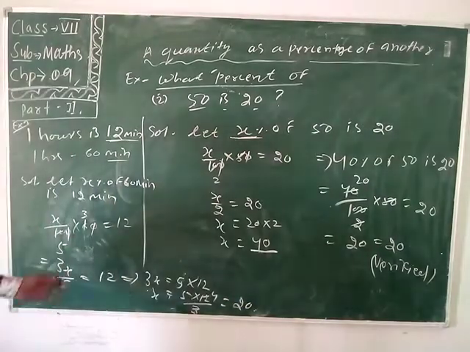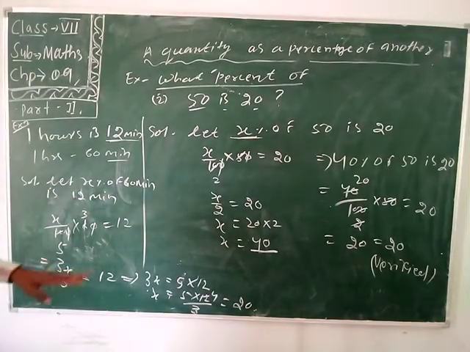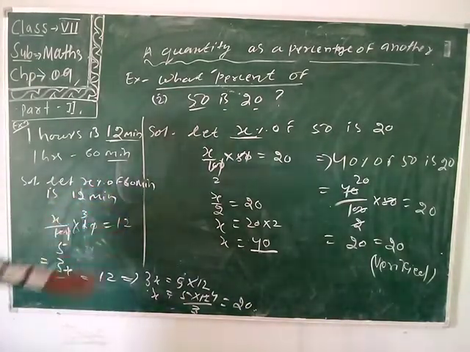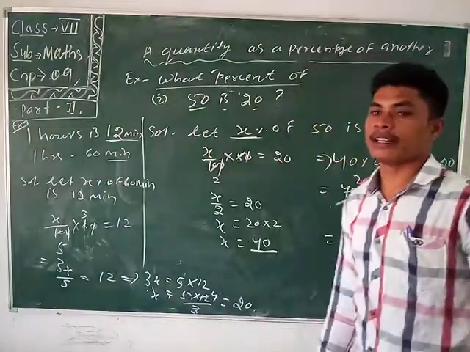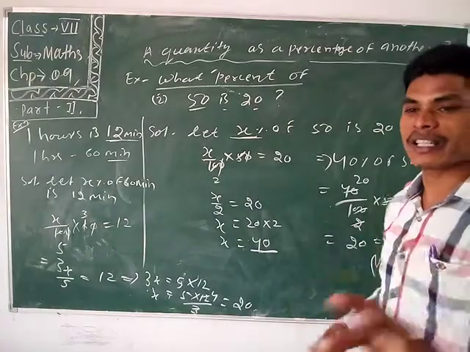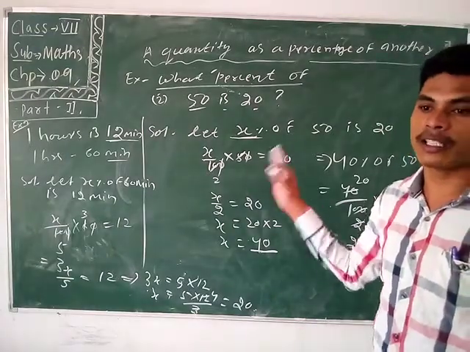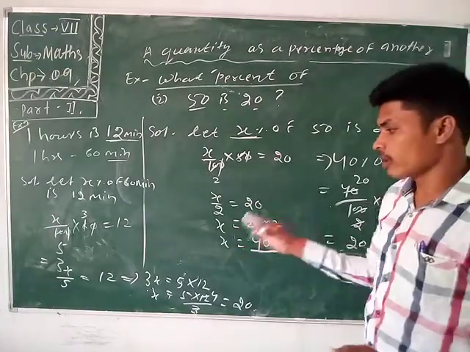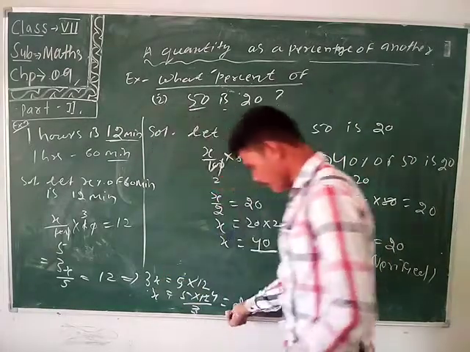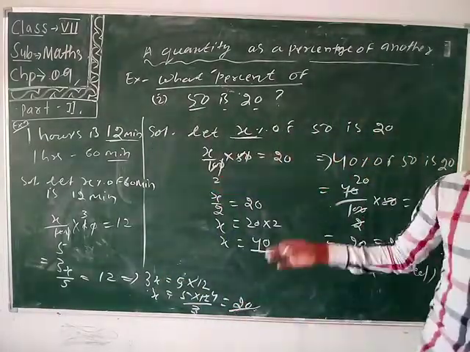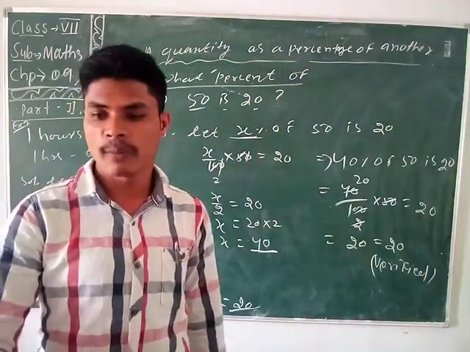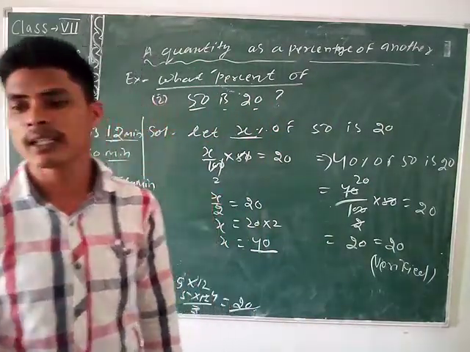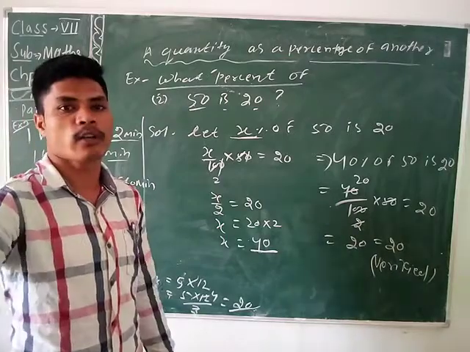Then 20 is the number. Then 20% of 60 minutes is 12. Which is the answer here? 20. That means 20% of an hour is 12 minutes. 20% of an hour is 12 minutes. Clear about it? How can you find the answer?